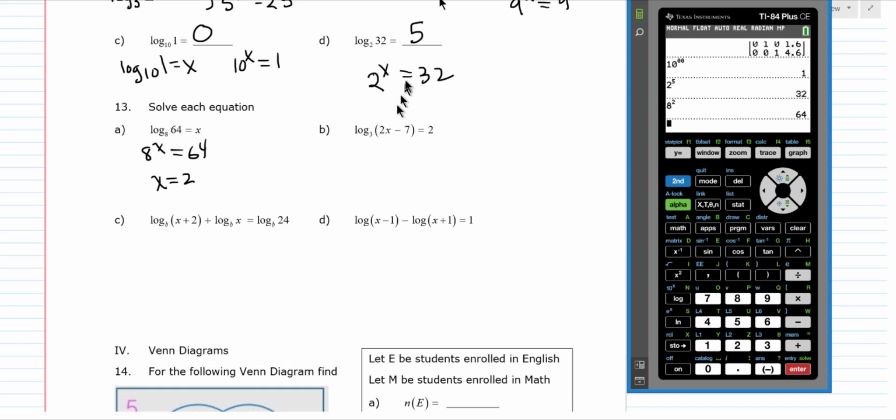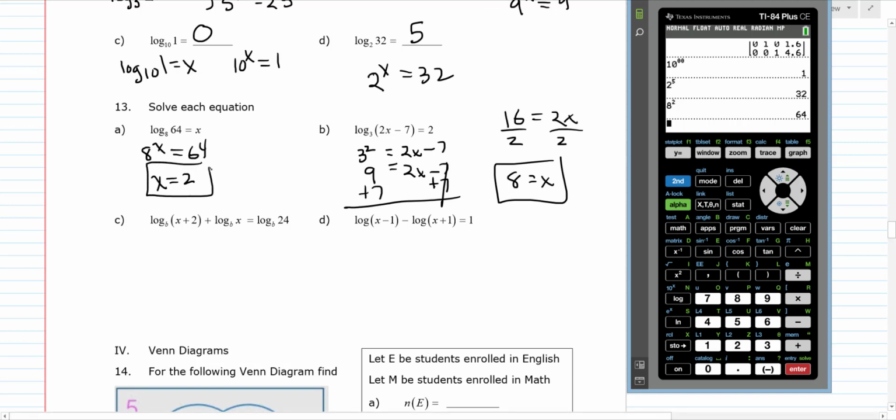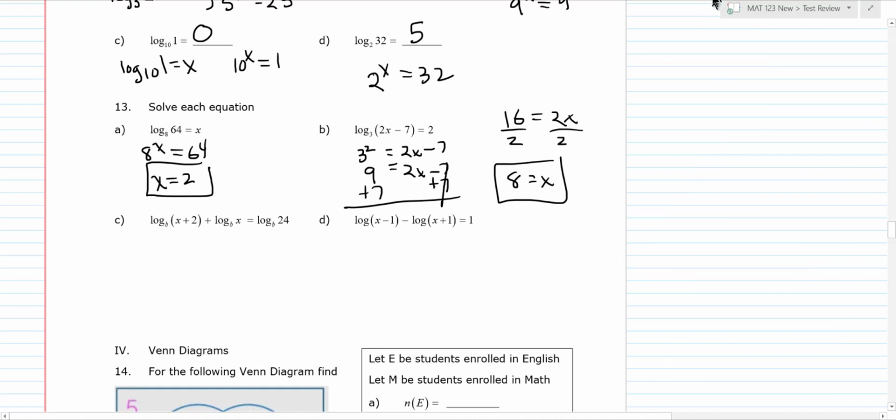Okay, next one I do the same thing. I go 3 to the second equals 2x minus 7. Sorry, not 3x minus 7, 2x minus 7. And you solve the equation. 3 to the second's 9. And then it's a matter of isolating the x, so we can add 7 to both sides. That would give 16 equals 2x. Divide both sides by 2, you get x is equal to 8. Okay, so those are two just standard type of exponential equations that you solve.